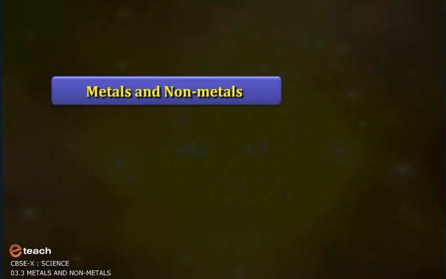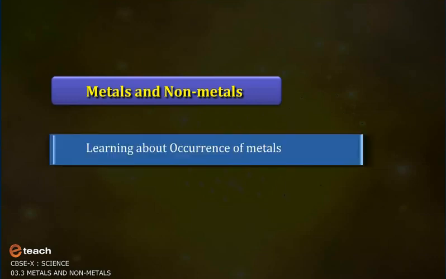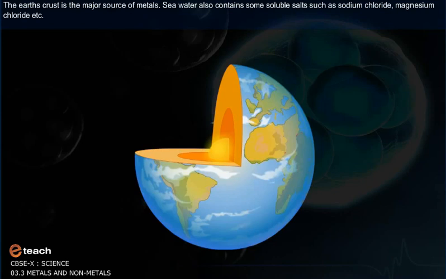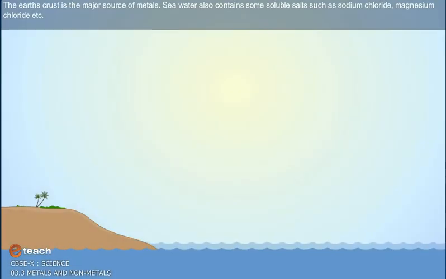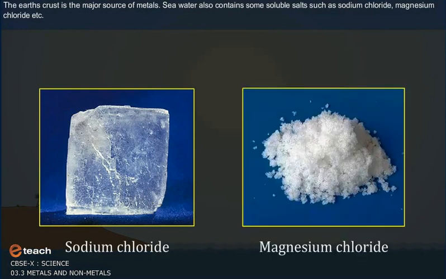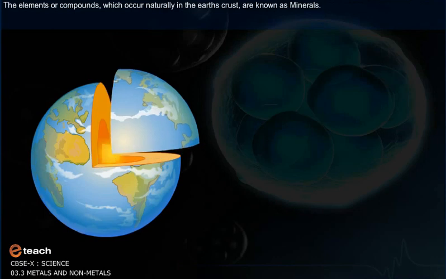Metals and non-metals. Learning about occurrence of metals. Occurrence of metals. The Earth's crust is the major source of metals. Seawater also contains some soluble salts such as sodium chloride, magnesium chloride, etc.